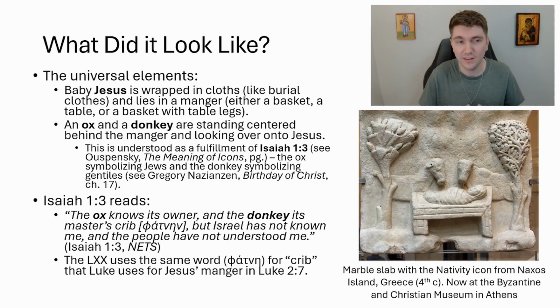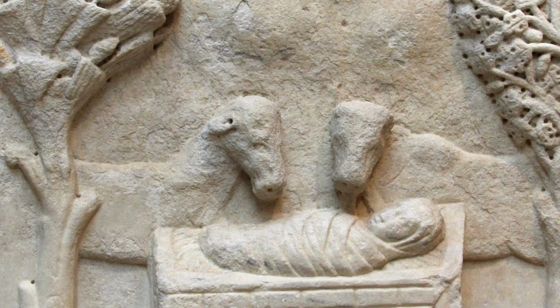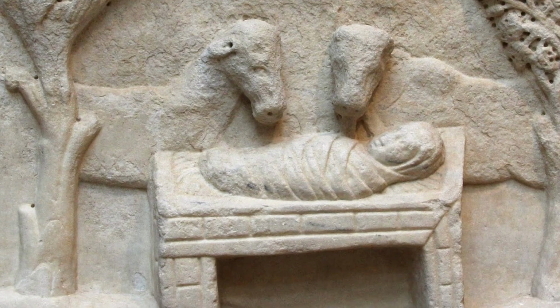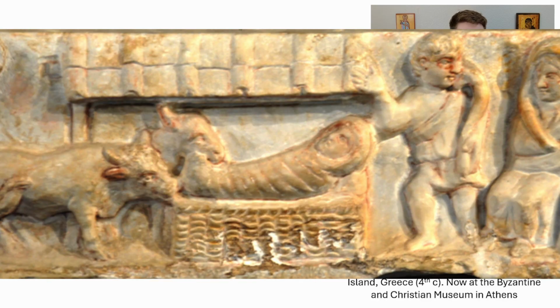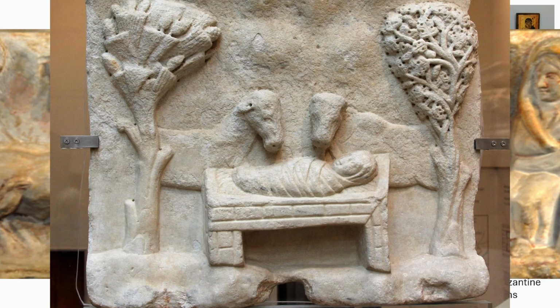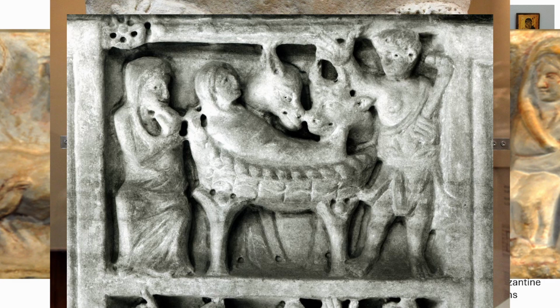Now, the universal elements in every early Christian icon of the nativity might surprise you. So, of course, in every scene of the nativity is Jesus. He's wrapped in cloths. They actually look like burial cloths, which is interesting. And he's lying in a manger. The manger either looks like a basket or a table or a basket with table legs. But that's how the early Christians understood the manger to look.